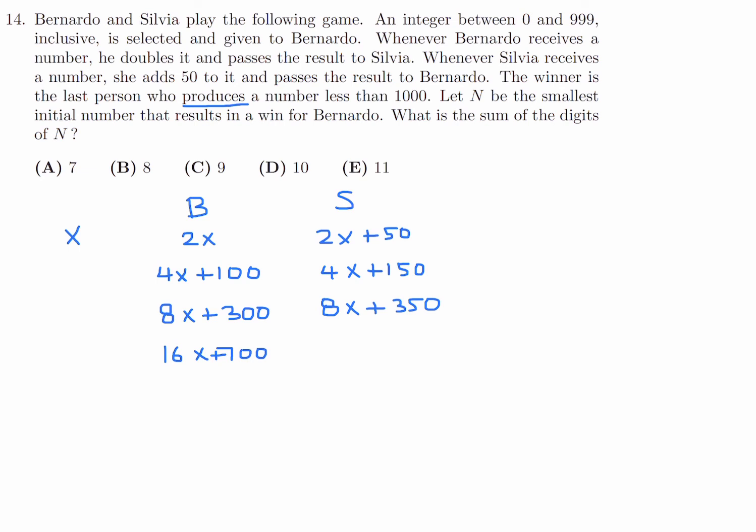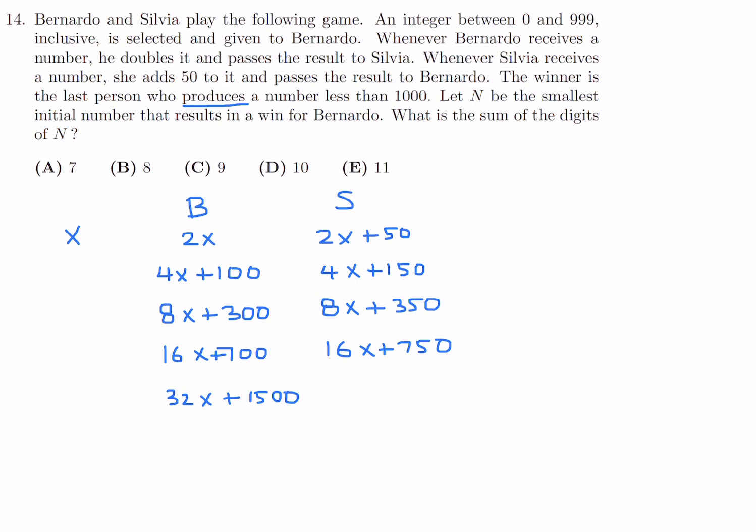And then he passes it to Sylvia. She adds 50 to it. And then, again, she passes it over to Bernardo, and he doubles it. Now, at this point, Bernardo is clearly over 1,000, right? So we want Bernardo to have a number less than 1,000. That's the only way he can win.